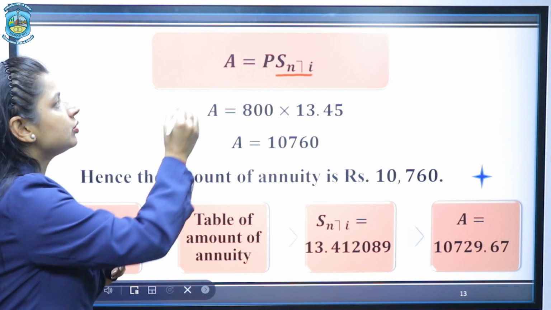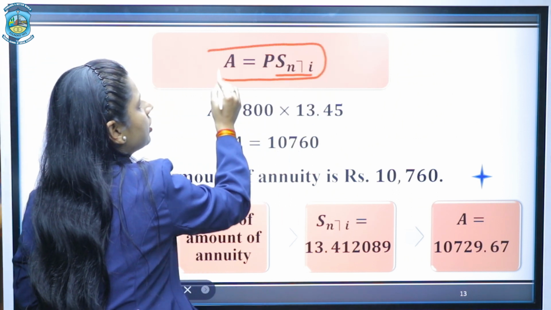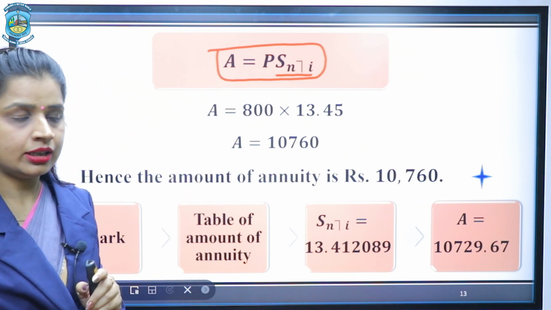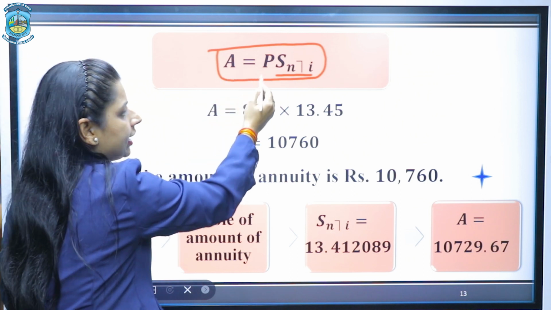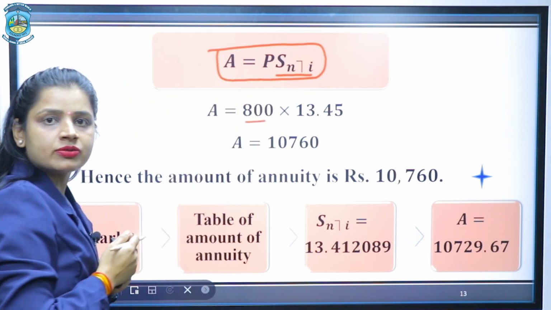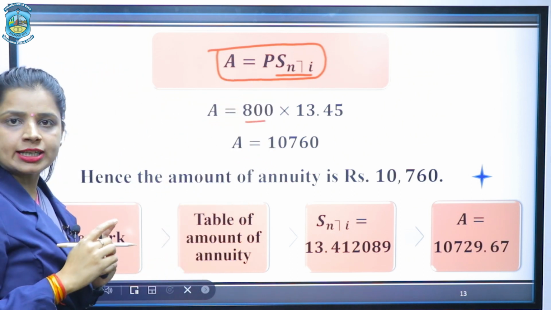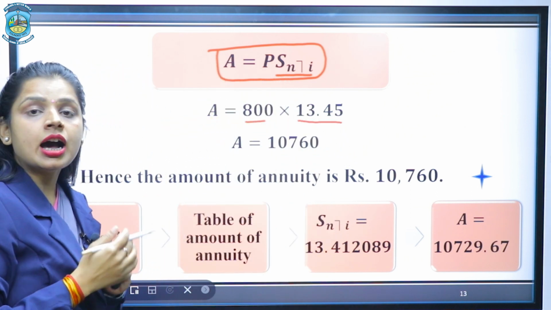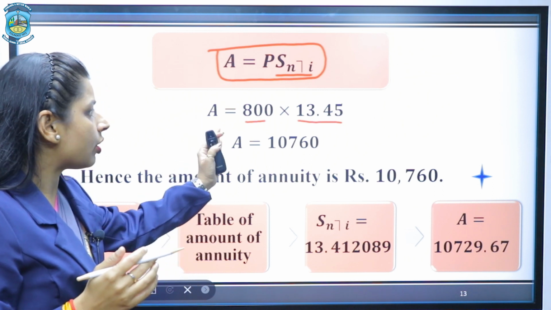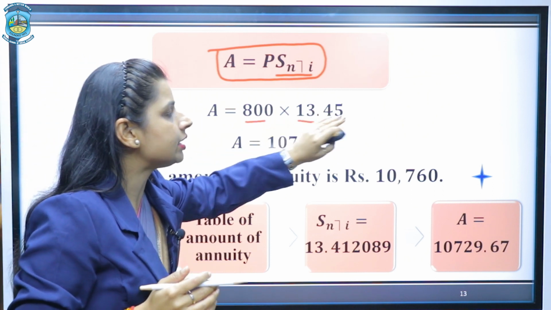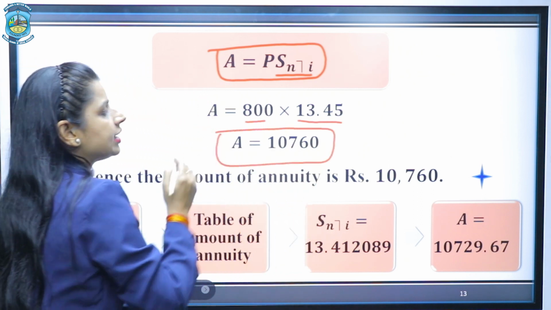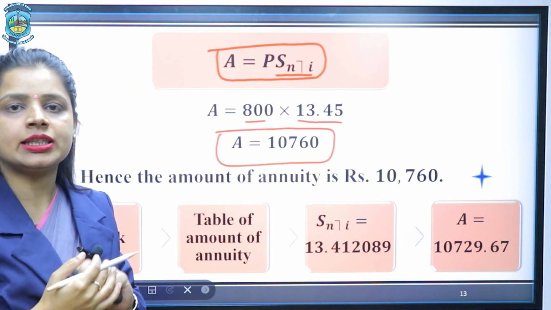Now, we can substitute this value of s angle n at i, which we found to be 13.45, and use the formula A is equal to P multiplied by s angle n at i. The value of P is 800, we substitute this value, and the value of s angle n at i is 13.45. After multiplication of 800 with 13.45, we get the value of A as 10,760.